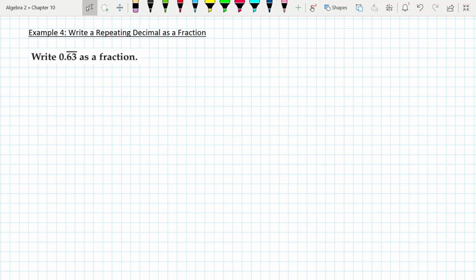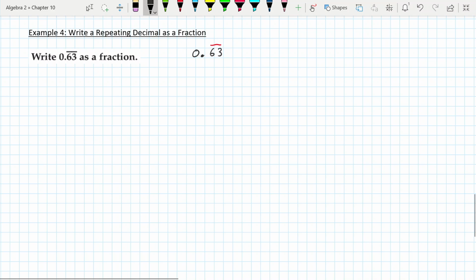Example 4, write a repeating decimal as a fraction. So I'm going to show you two ways of doing this. But let's talk about what the repeating decimal is. Whenever I have a repeating decimal, it's got some number of decimal terms. Here it's got two of them. You can see it's 6 and 3.